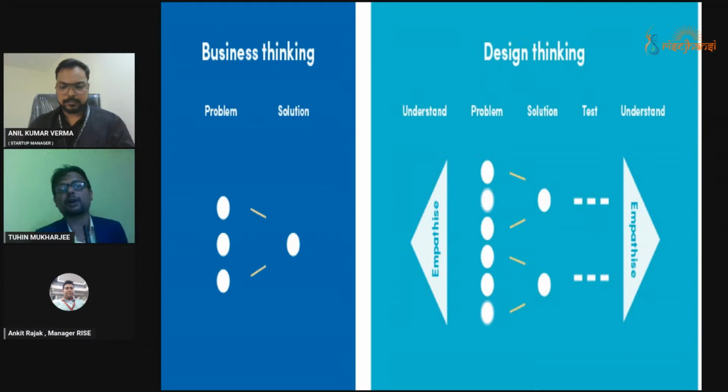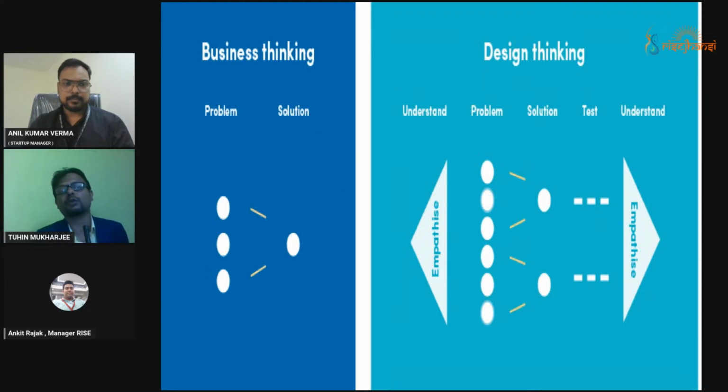But in design thinking, before that you need to understand the problem. First understand the problem, then solution, then test, and then again understand how you do it. So there is a kind of iterative process, and step by step you have to go there. So there is a difference between the way we think to solve the business problem and the way design thinking urges us to solve the problem. मतलब डिजाइन थिंकिंग के बारे में सोचना और नॉर्मल वे में सोचना में थोड़ा डिफरेंस है.